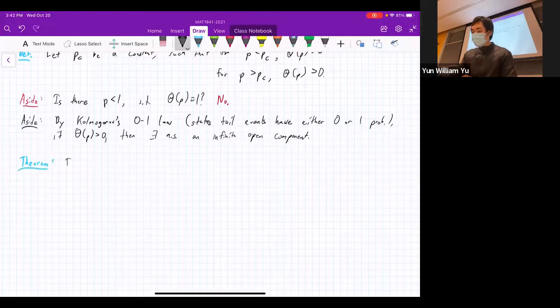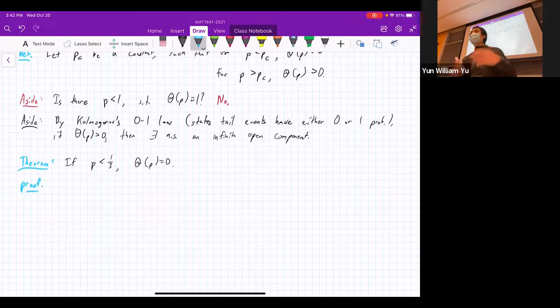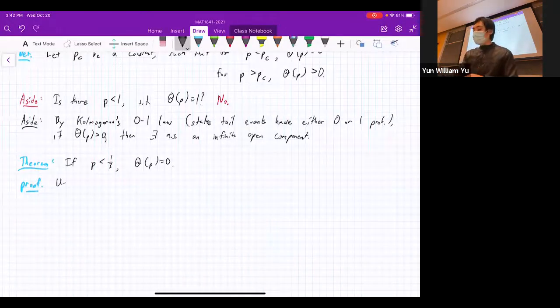Theorem: if p is less than 1/3, then theta of p is equal to 0. We're basically saying that p has to be at least 1/3, because if it's less than 1/3, then it's pretty easy to show that theta of p is equal to 0. This proof will use something like the first moment method that we've talked about already for Erdos-Renyi random graphs, so it'll be a slightly different flavor.